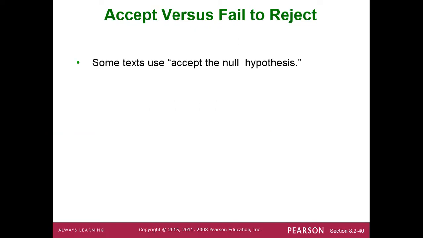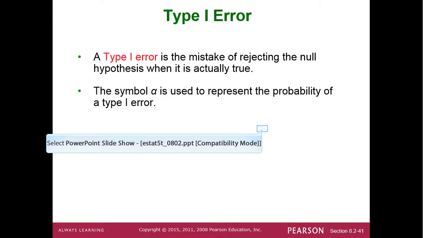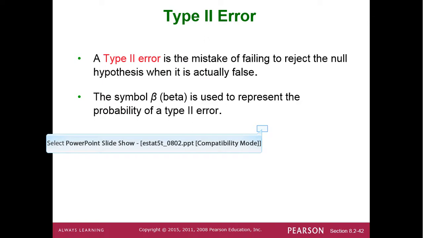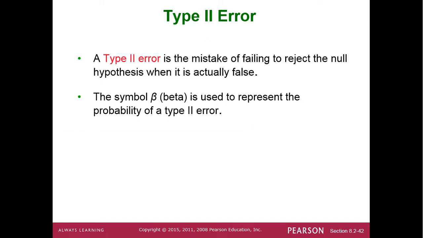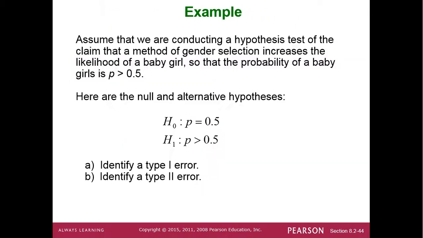Okay, and again, we've already mentioned the idea of accept versus fail to reject. We reviewed type 1 error, the mistake of rejecting the null hypothesis when it's actually true, and that's alpha. A type 2 error is another one that you don't want to make, and that's the mistake of failing to reject the null hypothesis when it was actually false. A little chart that summarizes this for us.